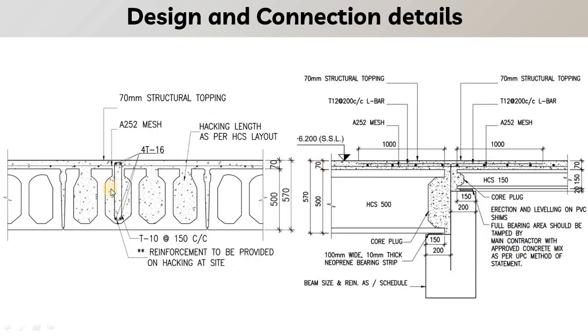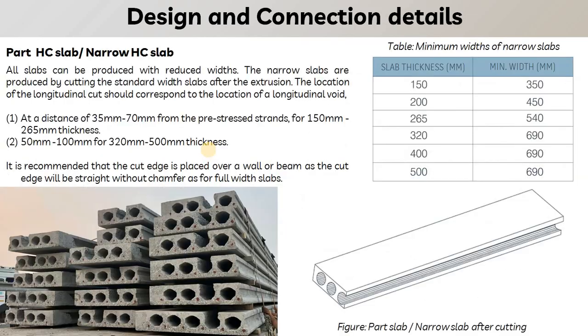In some cases, to enhance the shear capacity, sometimes a steel bar is also placed in the core, and then the cores are filled with the concrete up to 600 mm or maybe more than 600 mm. That depends upon the loading and span of the slab, which will ultimately increase the shear capacity of the slab.